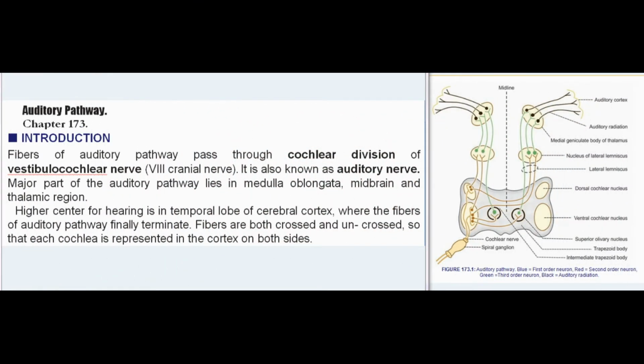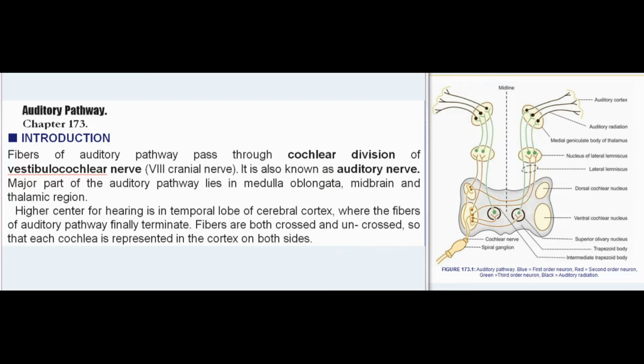Auditory Pathway. Chapter 173. Introduction. Fibers of auditory pathway pass through cochlear division of vestibulocochlear nerve, 8th cranial nerve. It is also known as auditory nerve.